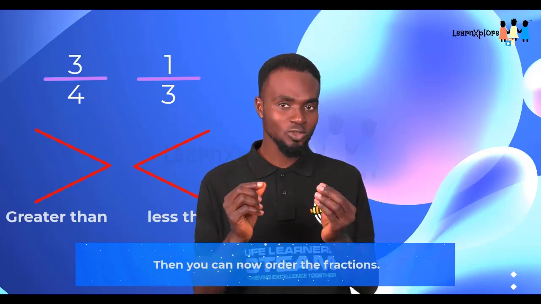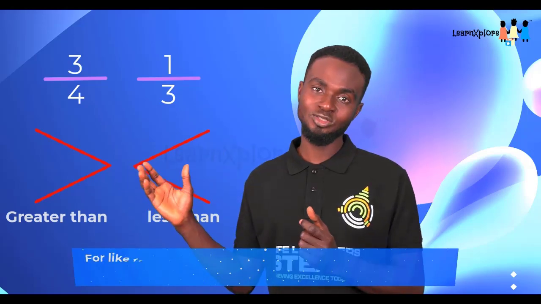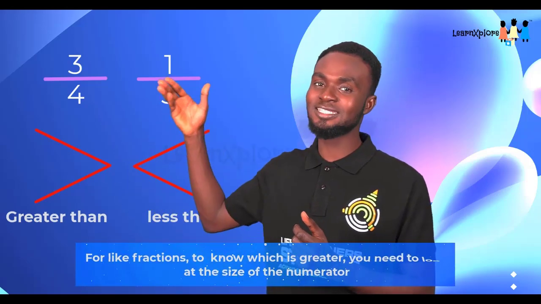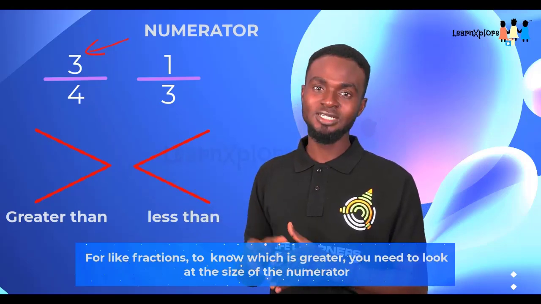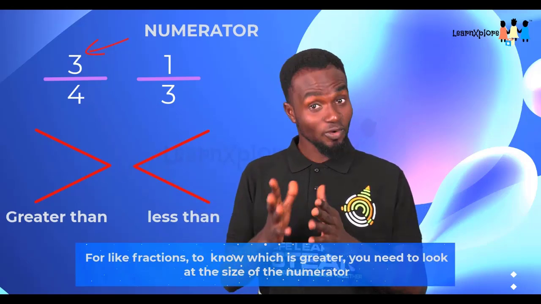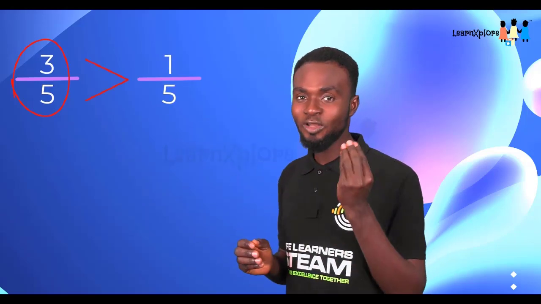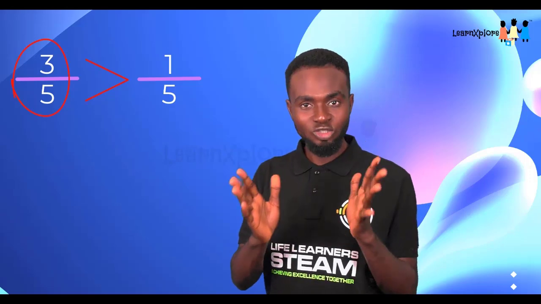I want you to take note that for like fractions, to know which is greater is just to look at the size of the numerator. The bigger the numerator, the larger the fraction. For example, if you have 1 over 5 and 3 over 5, since the denominators are the same, you just go to the numerator. Which numerator is greater? 3. That means 3 over 5 is greater than 1 over 5. But for unlike fractions, you cannot easily know which is greater. You have to go through these procedures.